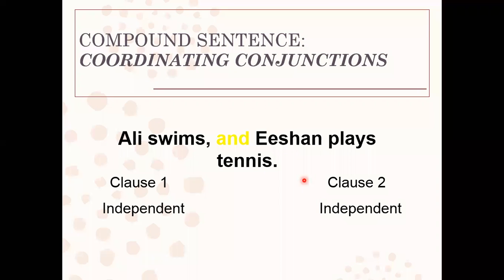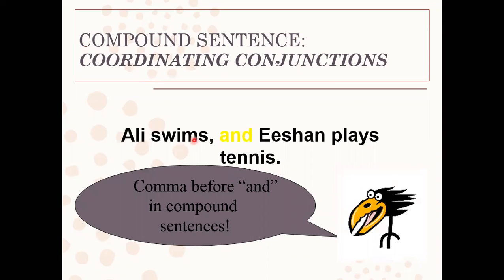Ali swims and Ishan plays tennis. So Ali swims, after that there is a comma, after that the coordinating conjunction, after that Ishan plays tennis. That is another independent clause. So it is mandatory for a compound sentence that both clauses will be independent. Ali swims is clause 1, and it is an independent clause. After that, Ishan plays tennis is clause 2, that is also independent.